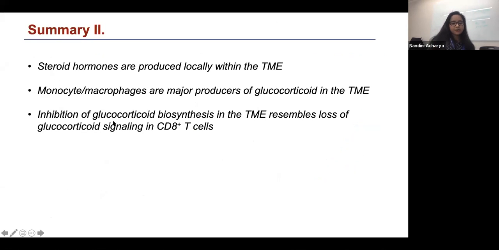So for this part, we conclude that steroid hormones can be produced locally in the tumor microenvironment, and that monocytes and macrophages are the major producers of glucocorticoids in the tumor tissue, and that inhibition of glucocorticoid biosynthesis in the tumor microenvironment resembles the loss of glucocorticoid signaling in CD8 T cells.